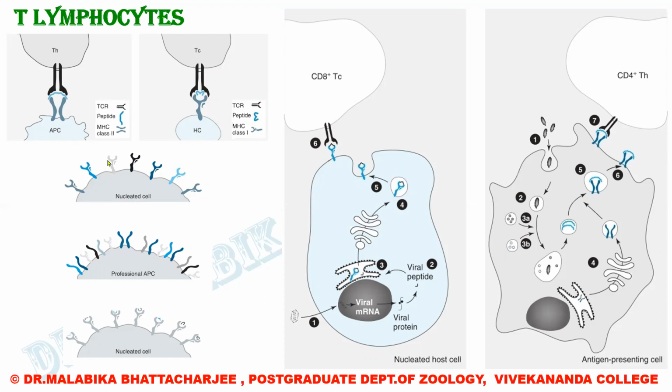MHC class 1 molecule is present on the surface of all nucleated cells. MHC class 2 molecule is present on the surface of all professional antigen presenting cells. Mind it, all the professional antigen presenting cells also have the MHC class 1 molecule. And we know that the MHC class 1 molecule is highly polymorphic. This picture depicts the polymorphism of the MHC class 1 molecule.